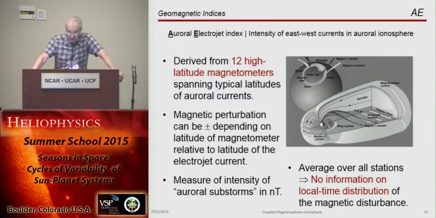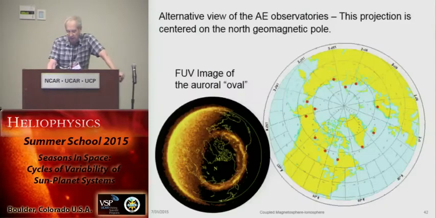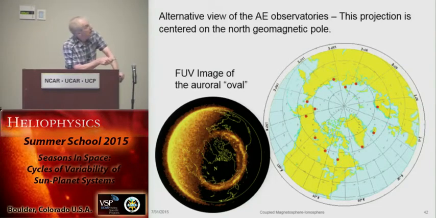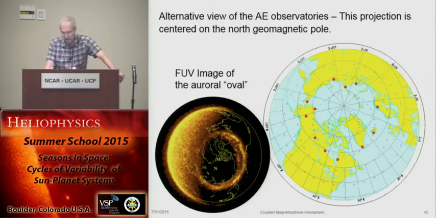It's based on an average of 12 high-latitude magnetometers situated near the auroral zone to try and capture auroral activity. And here are those 13 magnetometers looking down on the pole, and you can see this is an image, I think from DE1, of the auroral oval, and so you can see why the magnetometers are located where they are.